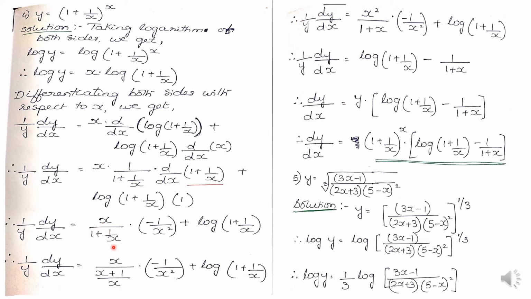Then in the next step, x upon 1 plus 1 upon x. We have written this properly, into the differentiation of 1 plus 1 upon x. Now 1 becomes 0, and the differentiation of 1 upon x, we know that it is minus 1 upon x square. So thus we get this particular expression, plus the next term is written as it is because we have already solved it.